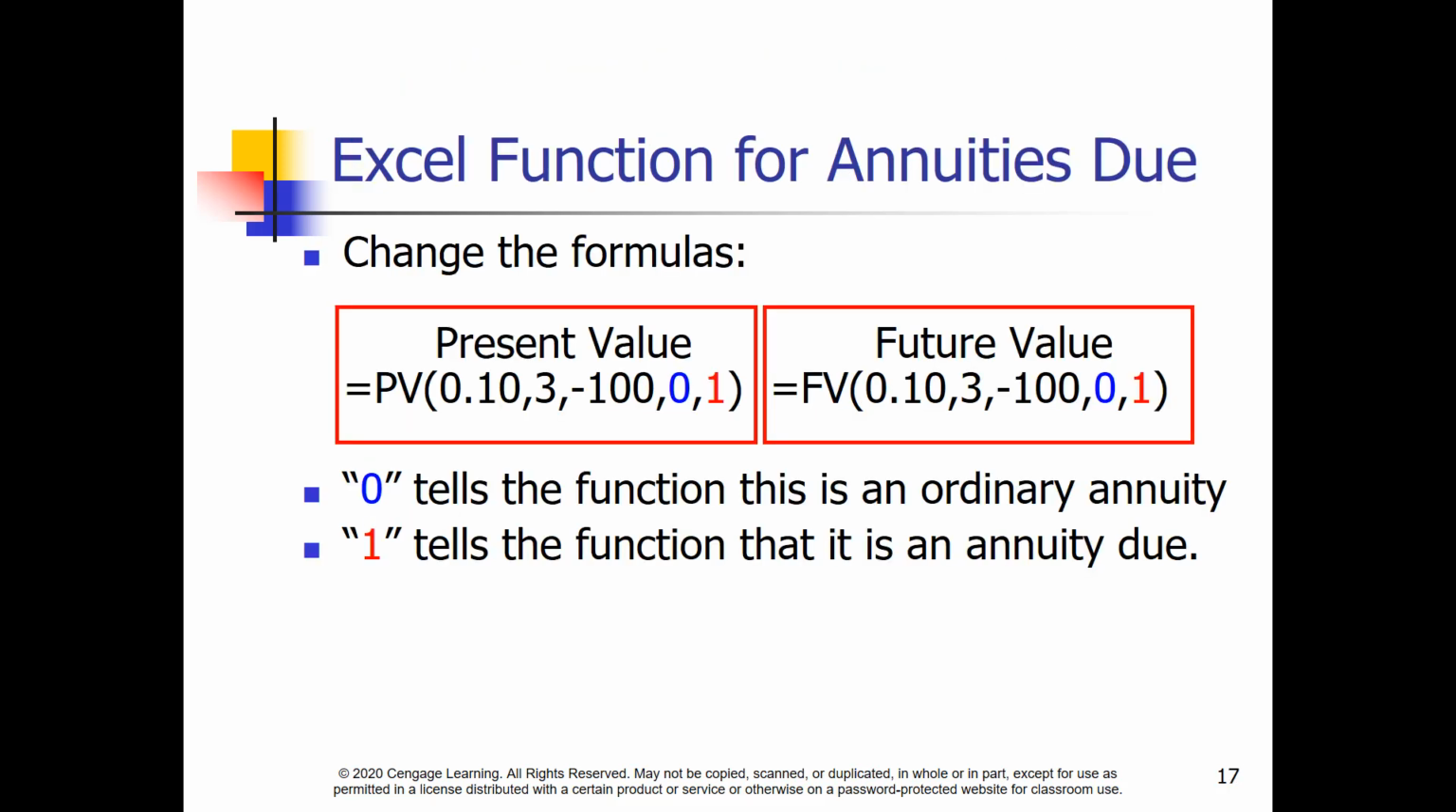In Excel, you do have to make an explicit entry to tell Excel the annuity is an annuity due. Note the final variable in both the PV and FV functions. The default value for this variable is 0, and you do not have to enter it. But if it's an annuity due, you must enter a 1 in this field.